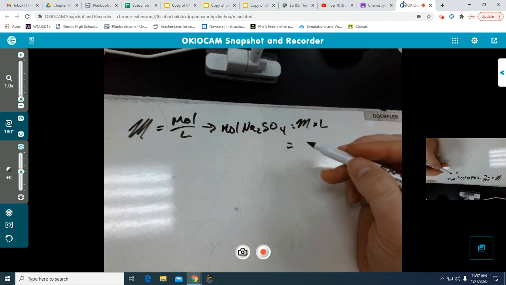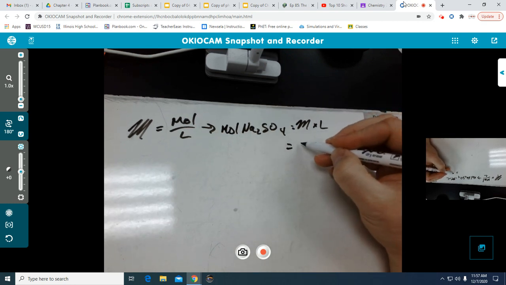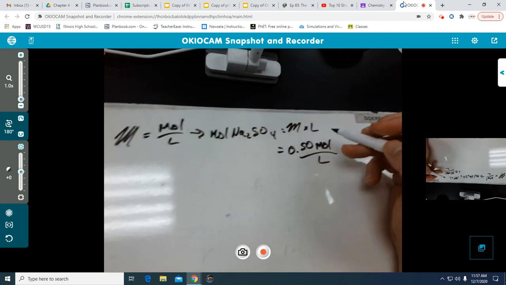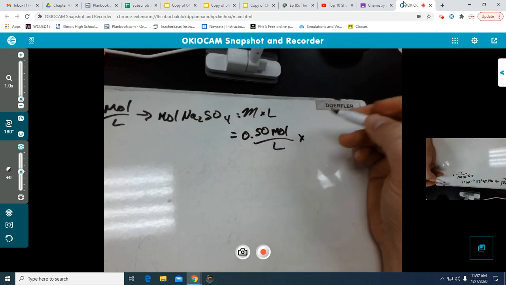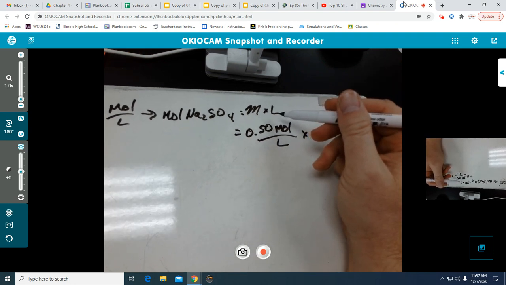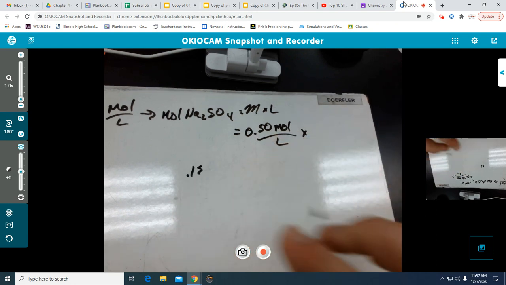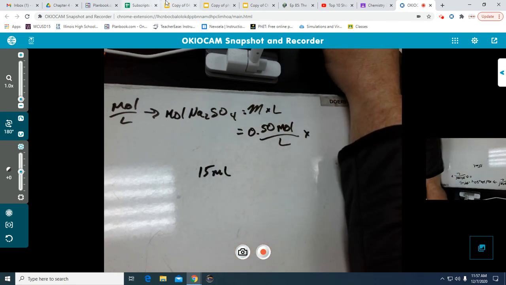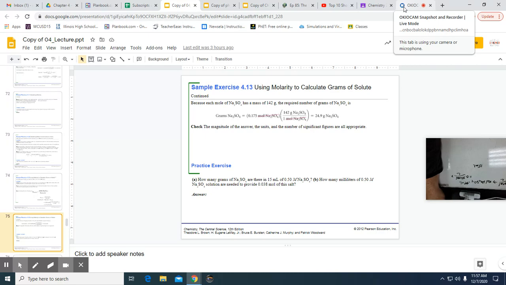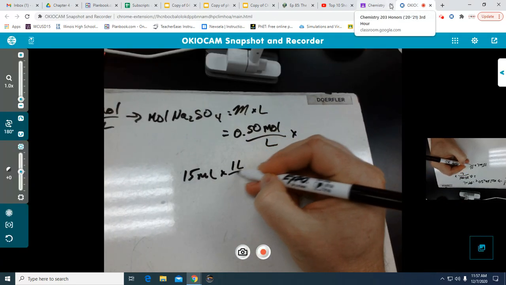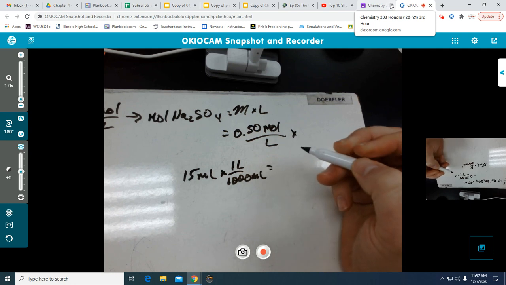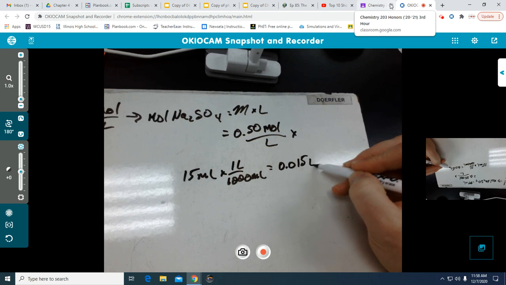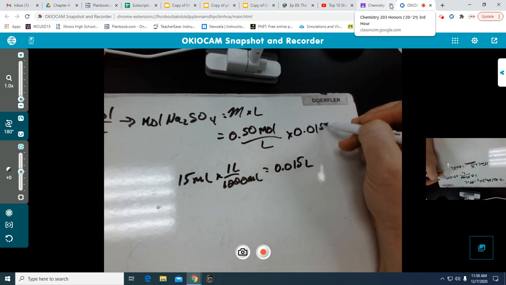And so I have a concentration of 0.50 moles per liter. Again, that's what M is. It's moles per liter. Multiplied by, well, my volume in liters. But we were told that we have 15, sorry, not 0.15, we have 15 milliliters. I'm just going to double check that before I go any further. Yep. So we need to convert milliliters to liters, and we get 0.015 liters.